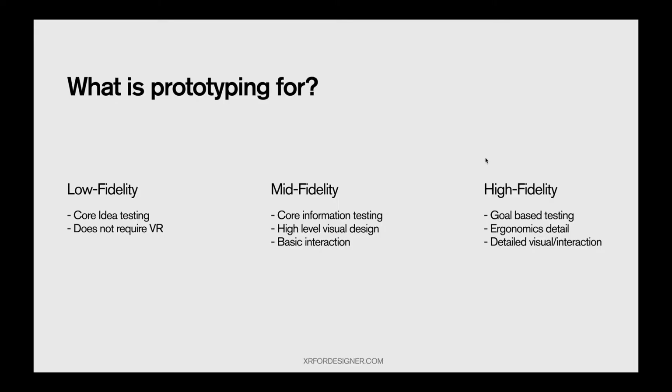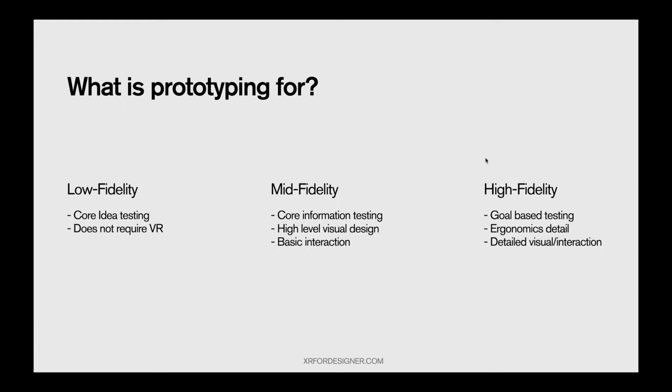And then we have mid-fidelity. In mid-fidelity, you want to test your core information. Let's keep the example. You want to make a VR movie app. The prototype you're building should let people understand this is a movie app rather than, let's say, a sport app. So the core information will really communicate those. You want to test if they can do that.